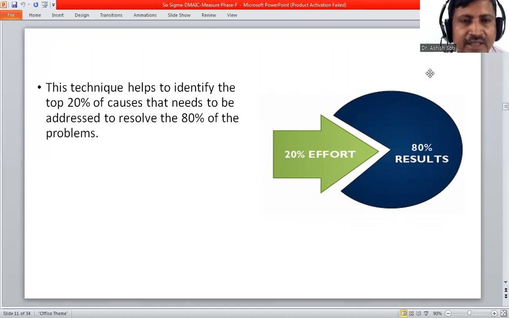This technique helps to identify the top 20% causes that need to be addressed to resolve the 80% of the problem. This is a wise decision. Just take the 20% of the causes and try to see how 80% of the results can be removed out of those 20% of problems. Now those 20% are required to be selected wisely by us.